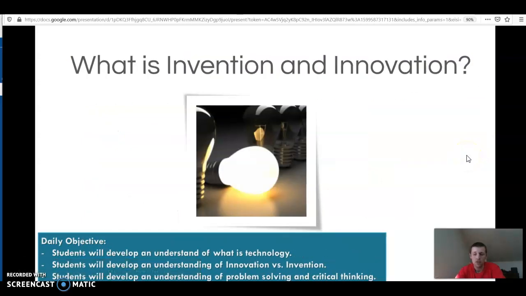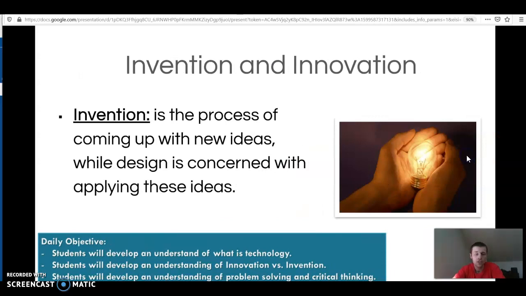Innovation and invention are 2 words that we use interchangeably, but they mean slightly different things. For this class, it's important that we understand what those things are. An invention is something completely brand new. So we are not talking about designing a new cell phone here. We're talking about the very first cell phone. But even that, was that really an invention?